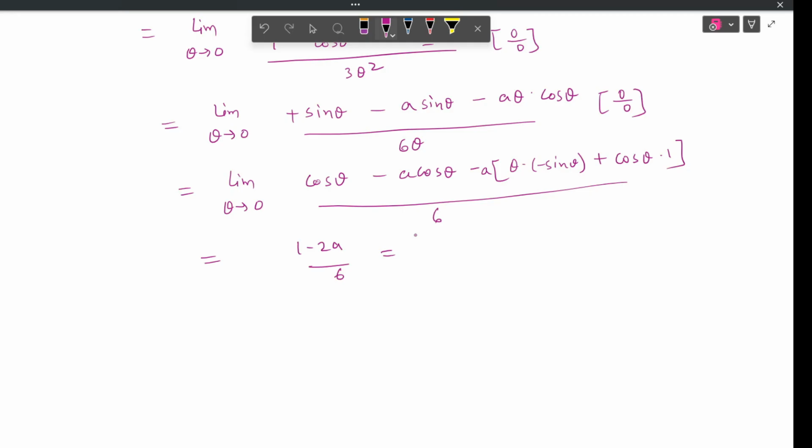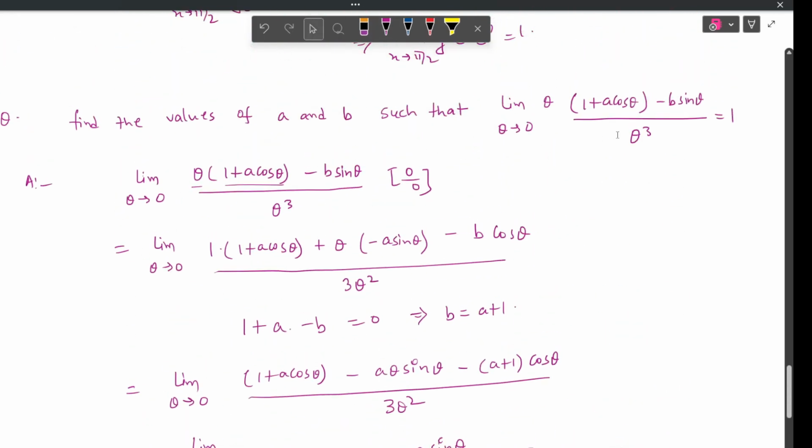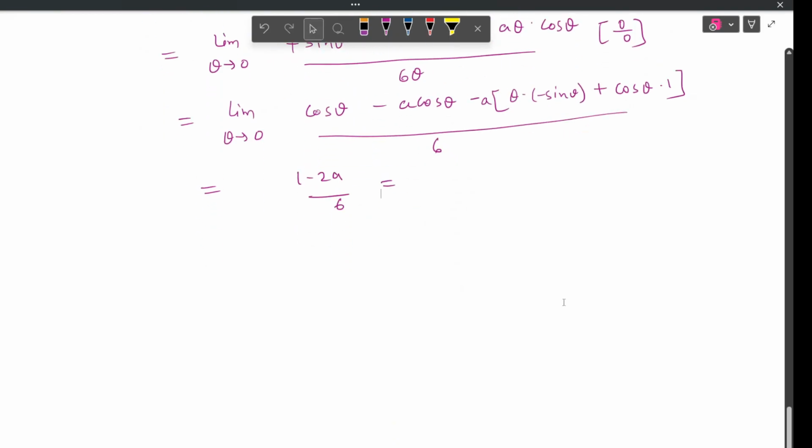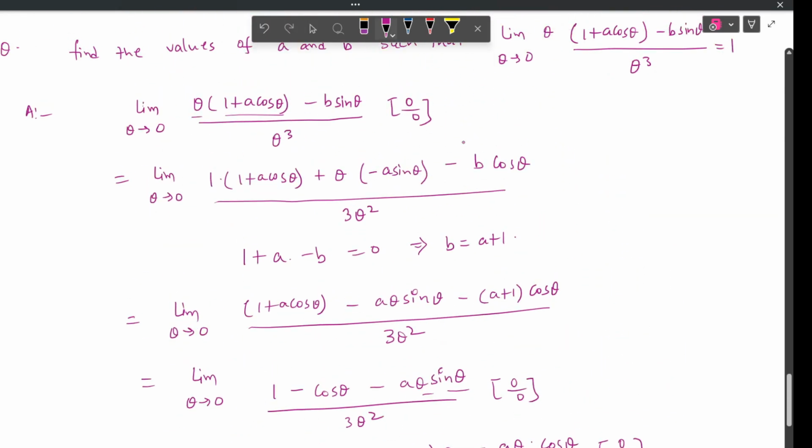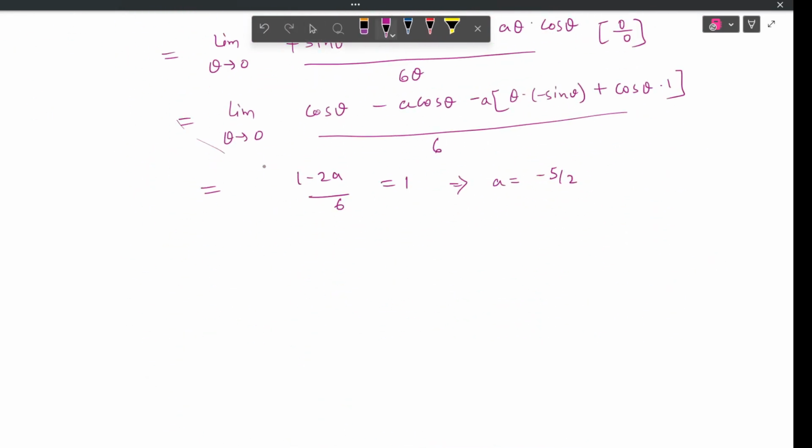And it is given that this limit is equal to 1. So from this a would be minus 5 by 2. We know the relation b is a plus 1. So minus 5 by 2 plus 1, this will be minus 3 by 2. So we got the value of a, that is minus 5 by 2, and we got the value of b, that is minus 3 by 2.